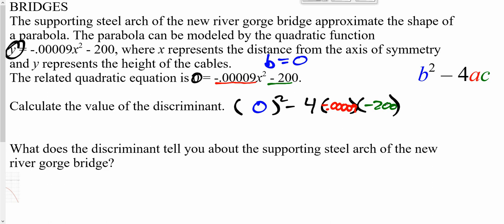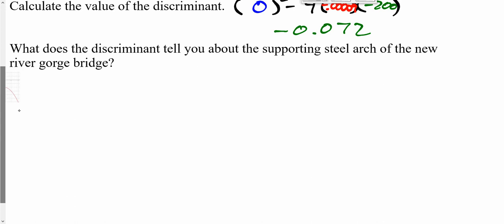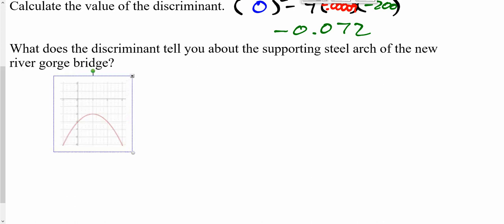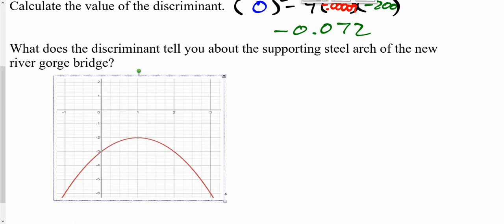Well, when you type this all into your handy-dandy calculator, you get a negative 0.078, or so. Now, remember, that means you would get i's in your answer. That means your parabola would either be always above or always below your x-axis. Since we have a negative in front of our squared term, we know that it would be like this here, where your parabola is always below the x-axis. It would never touch your x-axis.